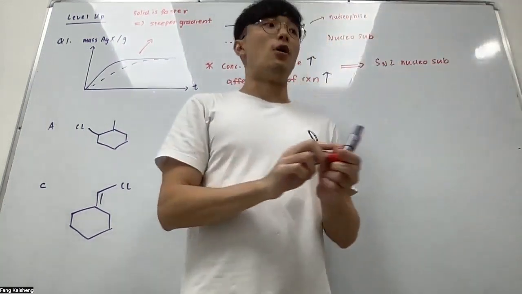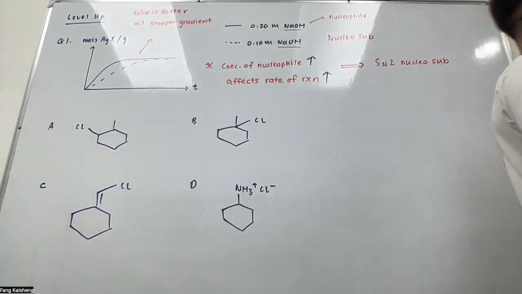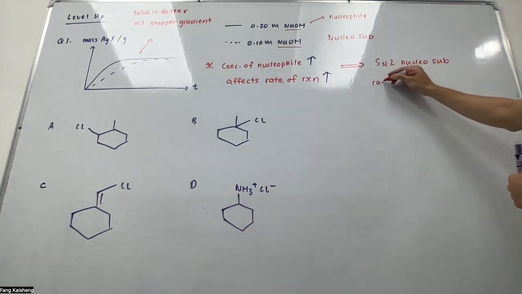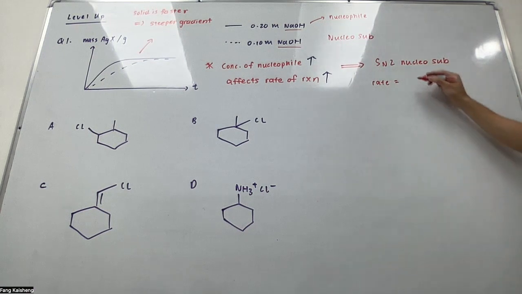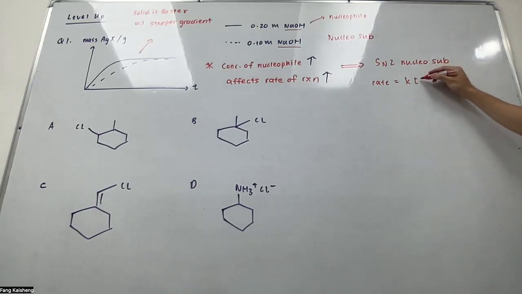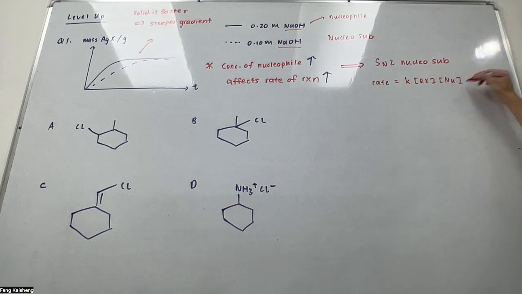Let's pause for a while. This question is trying to test you on your knowledge of SN2 properties. How do you know it's SN2? Because in SN2 nucleophilic substitution, what's the rate equation? Rate equals k, the rate constant, times the concentration of the halogenoalkane, and then the nucleophile.